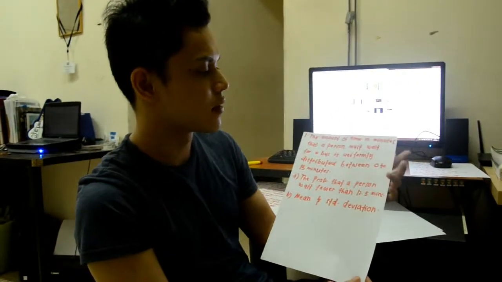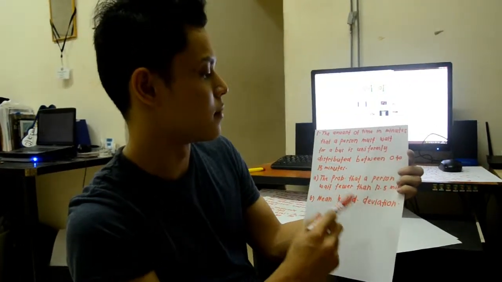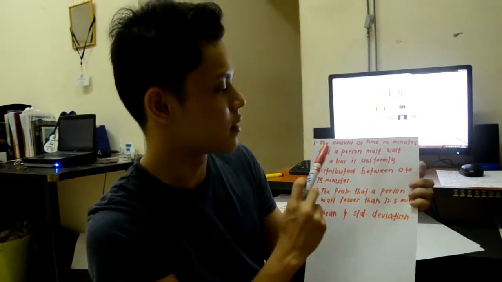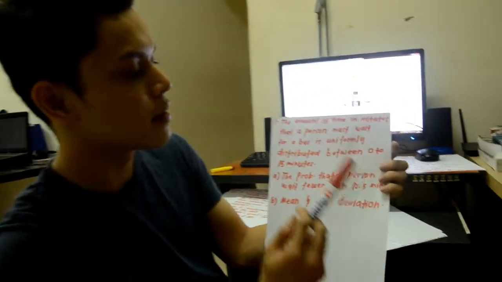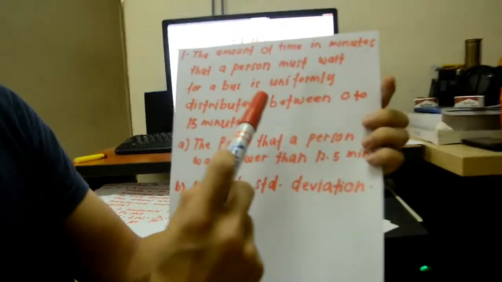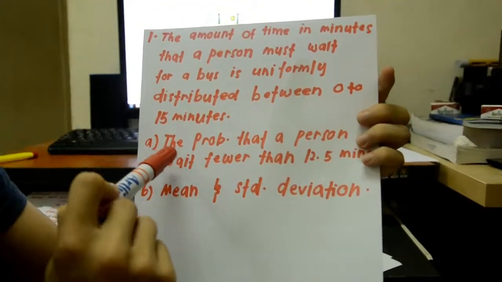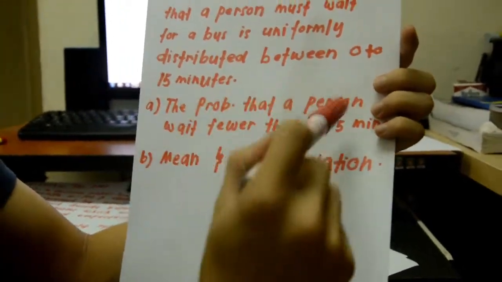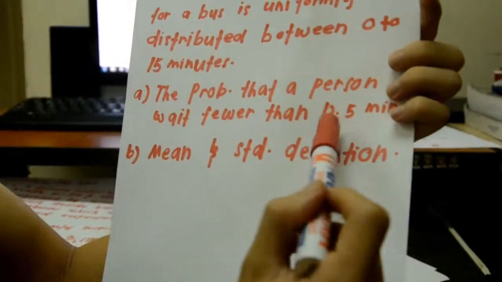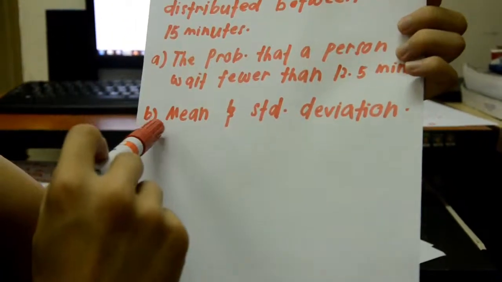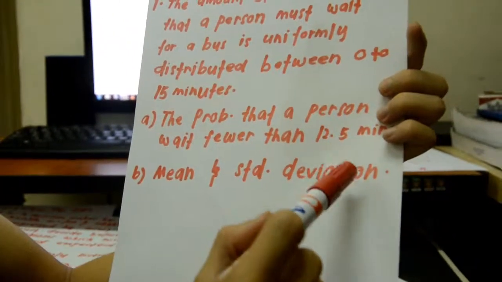This is the first example that involves the uniform distribution. The amount of time in minutes that a person must wait for a bus is uniformly distributed between 0 and 15 minutes. The first question is the probability that a person waits fewer than 12.5 minutes. The second is the mean and standard deviation.